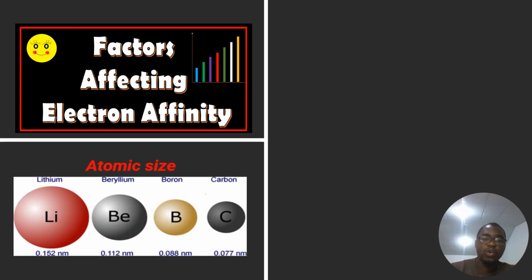Number one, we can talk about the atomic size. Atomic size is responsible for the two trends that we have seen, both across the period and down the group.